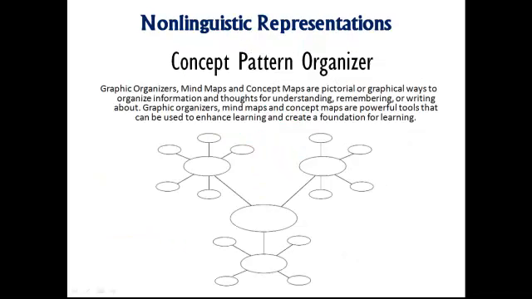So what is a concept pattern organizer? Well, graphic organizers, mind maps, and concept maps are pictorial or graphical ways to organize information and thoughts for understanding and remembering. Graphic organizers, mind maps, and concept maps are powerful tools that can be used to enhance learning and create a foundation for learning. Students will label their wagon in the middle, and then they will list different characteristics with examples of those characteristics.